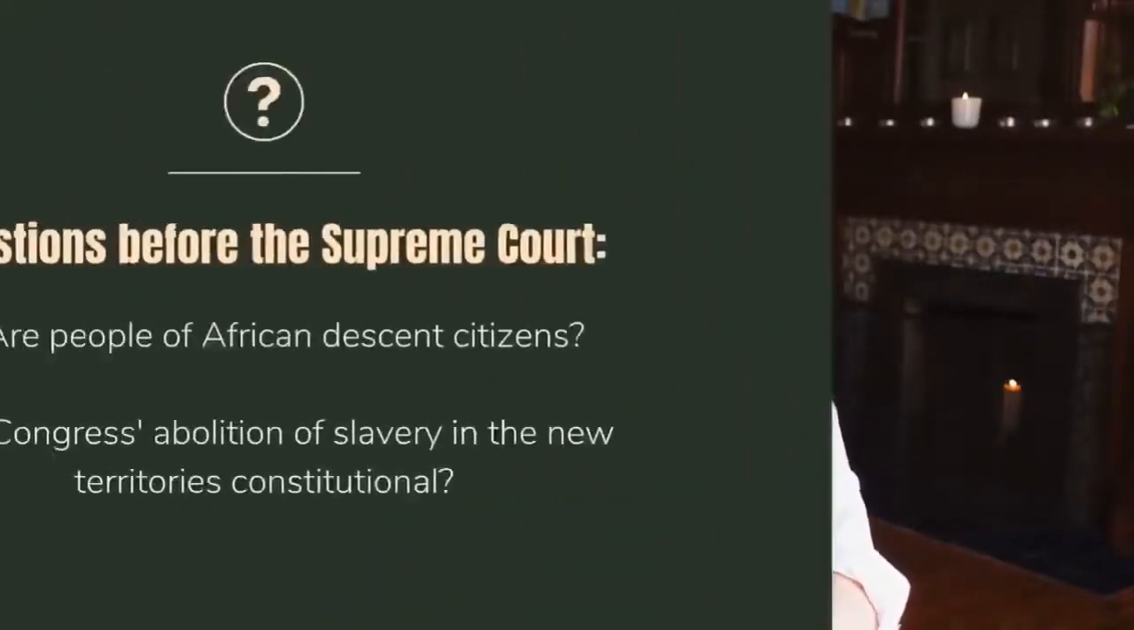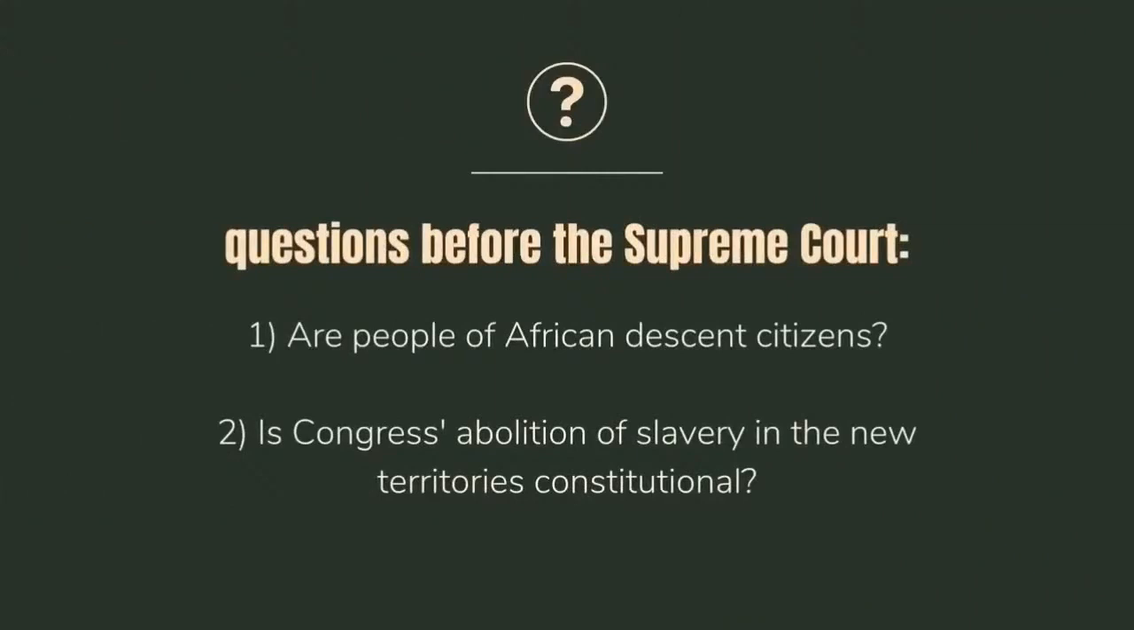At the Supreme Court, the Scots again argued that they had the right to sue and that Missouri's once free, always free precedent should be upheld. Sandford argued again that the Scots didn't have standing to sue, meaning they shouldn't be allowed to sue because enslaved people aren't citizens. And even if they did, the abolition of slavery made by Congress in the 1820 Missouri Compromise, which affected the territories that the Scots claimed made them free, yeah, that wasn't a valid thing for Congress to have done. Enslaved people are property, and Congress can't take away people's property like that.